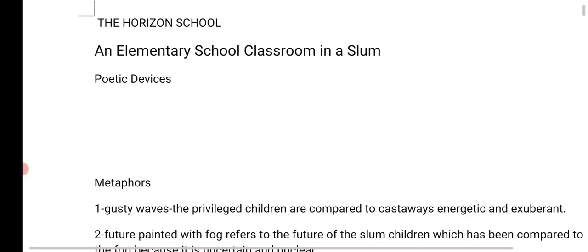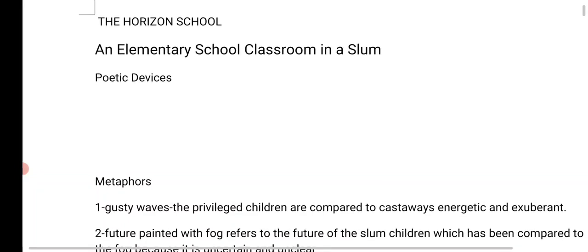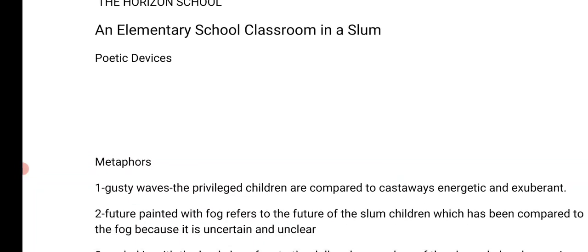That is why he wants to make sure that the rich, the government, and the society pay heed to them, and do something in order to improve their education and their living standard, so that they will not turn into criminals. They will have a better future, and they too can contribute to this world. So this is actually the main idea of the poem.